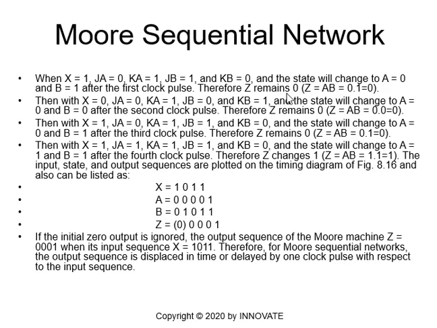Therefore, Z remains 0 because Z is A and B, which is equal to 0. 0 and 1 is 0. Now, X changes to 0. The next bit in X is 0. Also, we evaluate JA and KA, JB and KB, and the state will change to A is 0 and B is 0. Now both of the flip-flops are in the reset mode, because JA is 0 and KA is 1, JB is 0 and KB is 1.